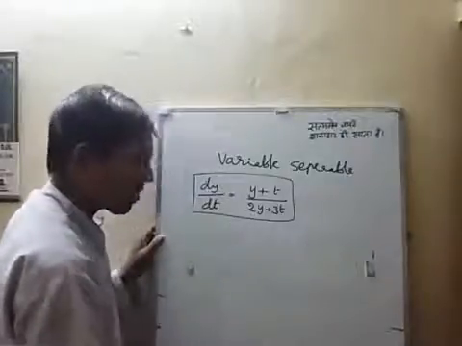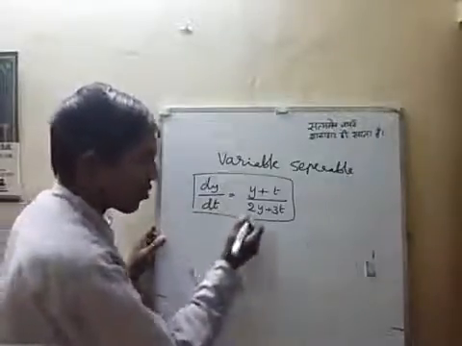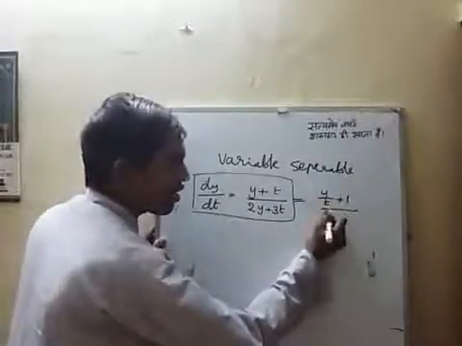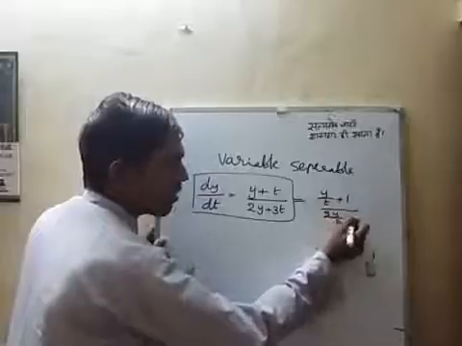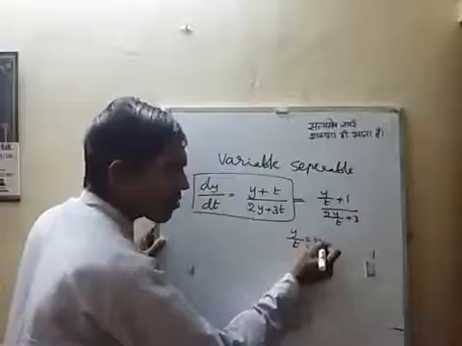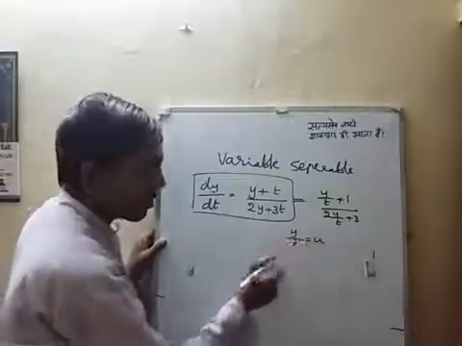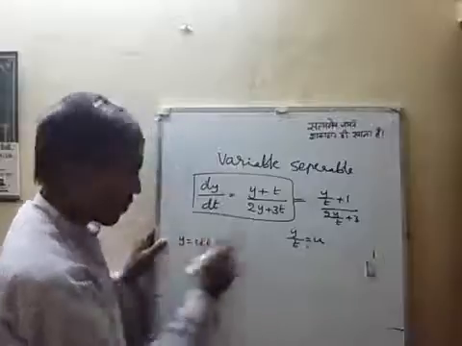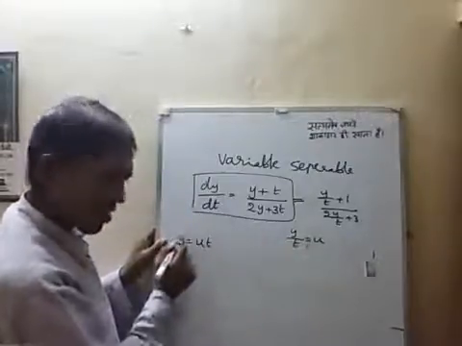For solving such kind of equations, we do a substitution like this. First, let us put it as y by t plus 1 and this as 2y by t plus 3. Okay. Now I will substitute y by t is equal to say some u. Okay. Now this I will write as y is equal to ut.